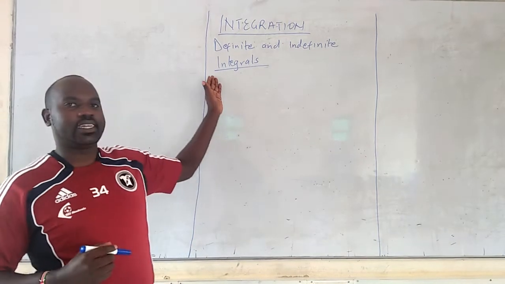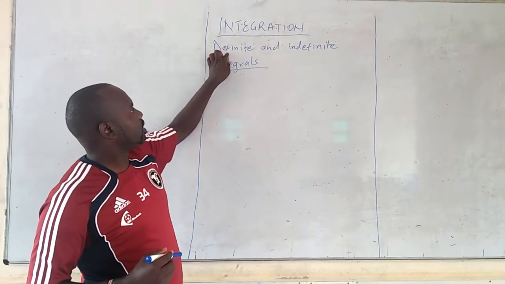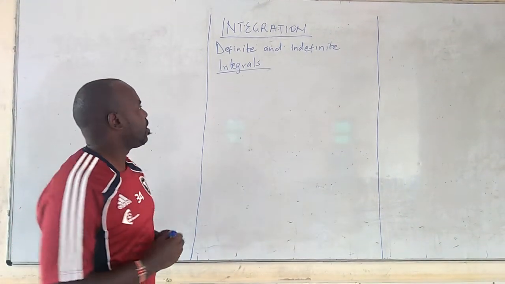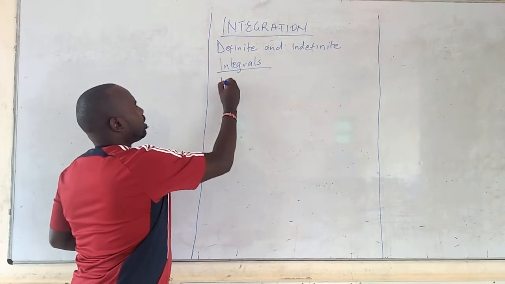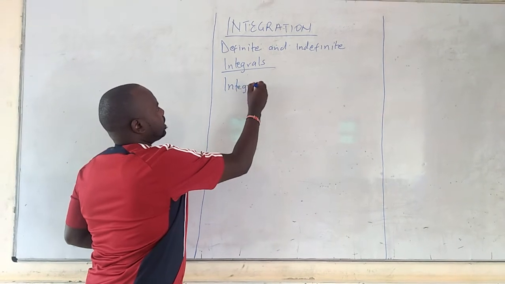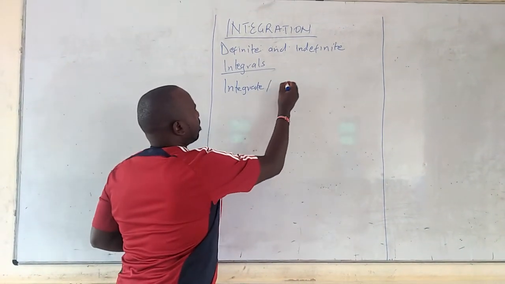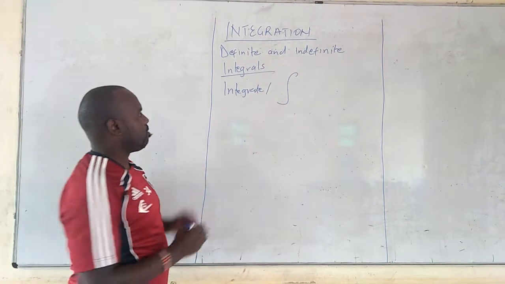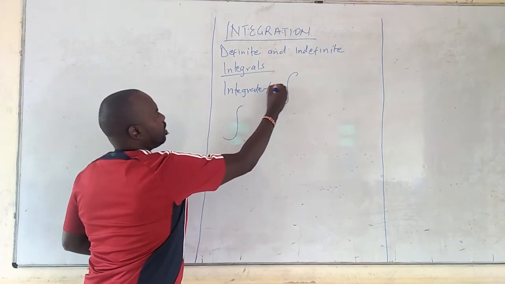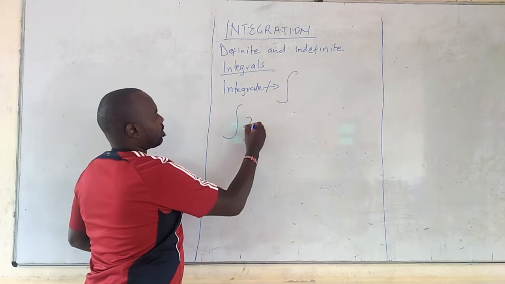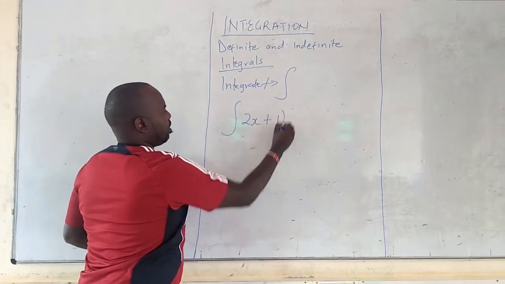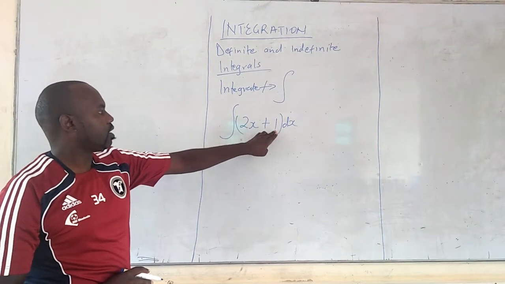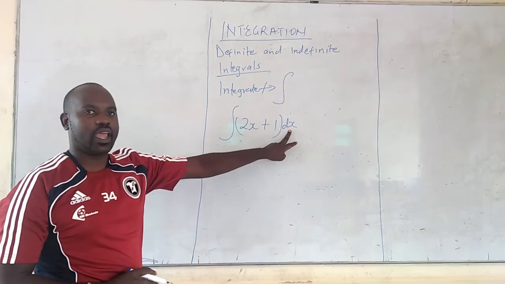We want to proceed with integration. Today we want to look at definite and indefinite integrals. Remember, we said that you can either be told to integrate, or you can be given the integral sign. For example, this sign stands for integrate. This one means integrate 2x plus 1 with respect to x.